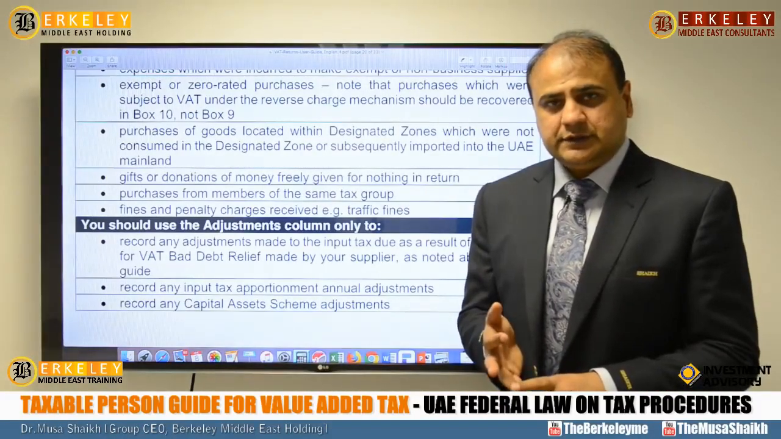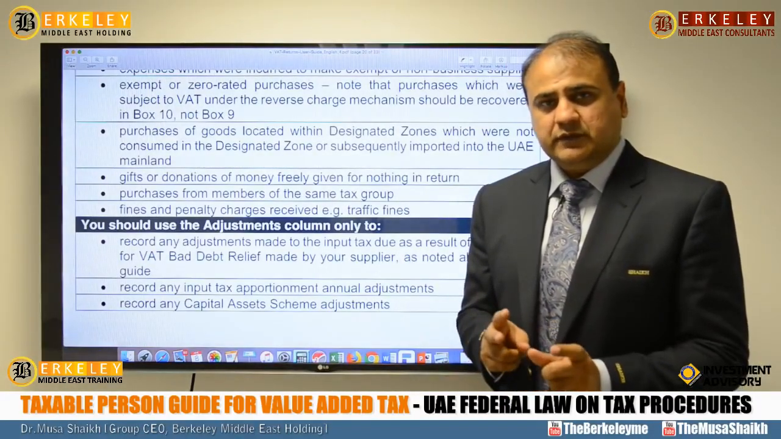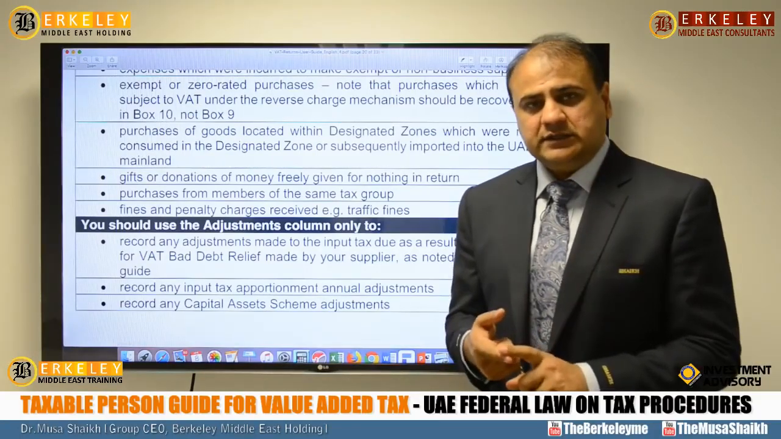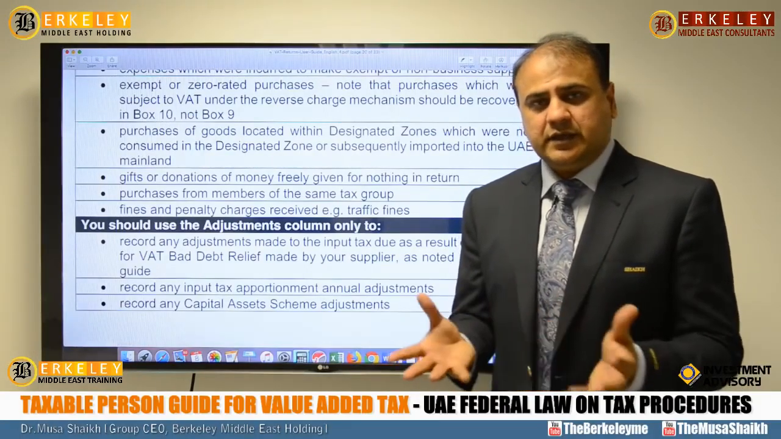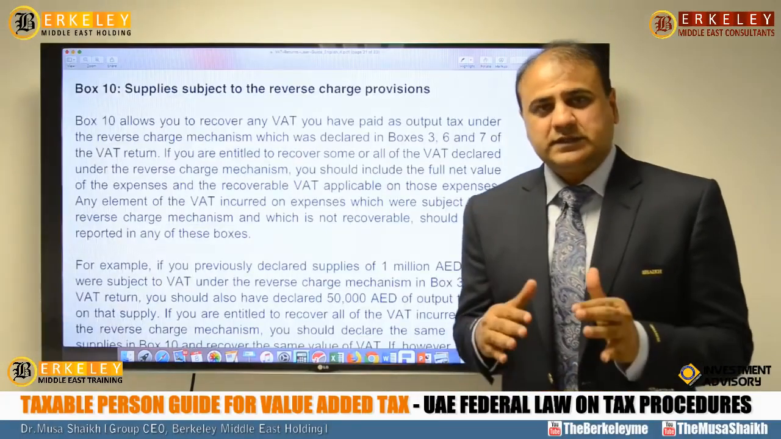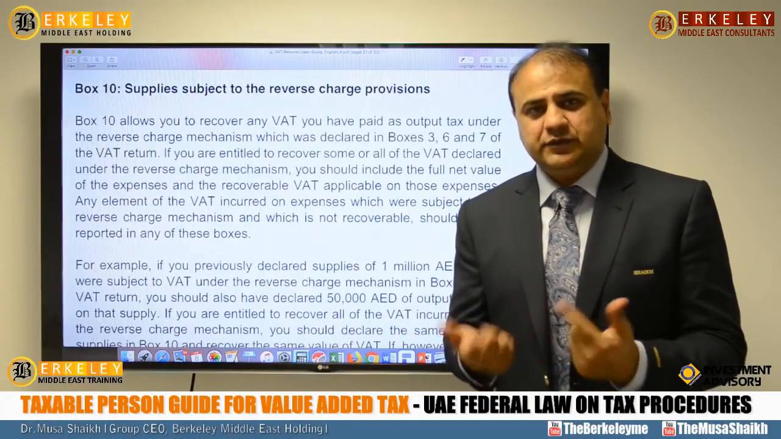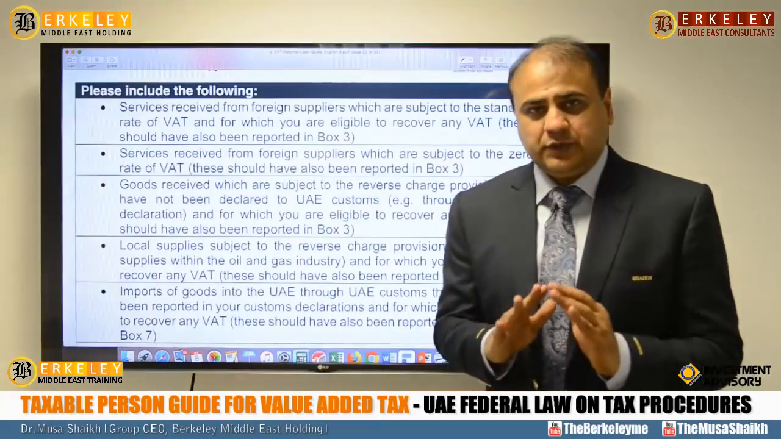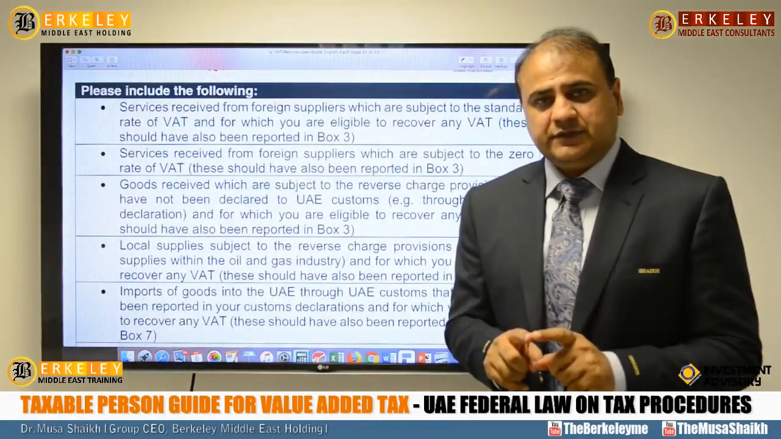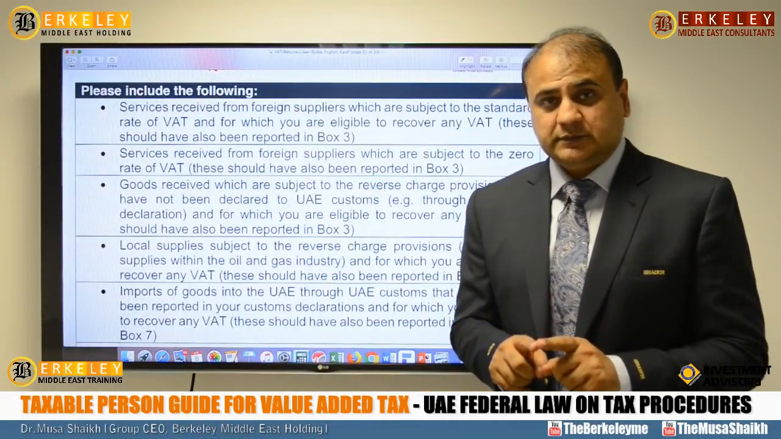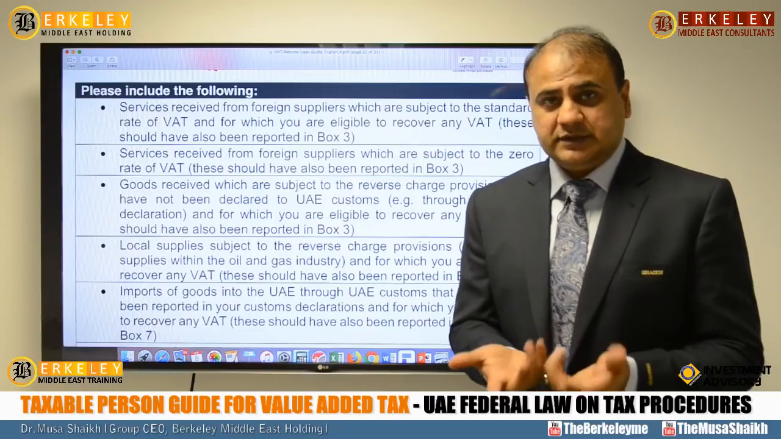Gifts or donations, purchases from the member of the same tax groups, fines and penalties in terms of traffic and other kinds of fines. Box 10 is related to those supplies which are subject to reverse charge. So what you need to include, services received from the foreign suppliers, either these are zero rated or standard.